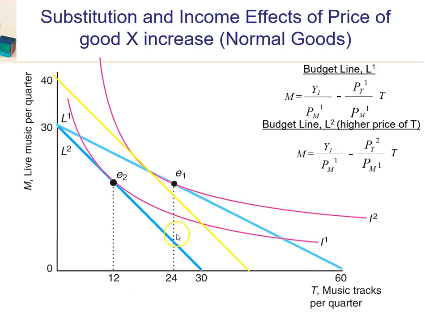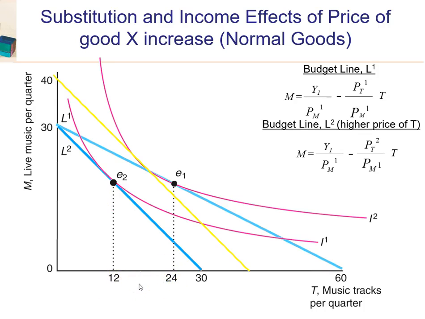Now, what's happened? Well, we've raised the price of X, or in this case, represented by T, music tracks. We've raised the price of X, so this causes our budget constraint to get steeper. So now we're at this darker blue. And where that darker blue is just tangent to an indifference curve is at bundle E2. This is the new optimal bundle at the higher price of good X. So the total effect is going to be moving from E1 to E2, or a 12 unit reduction in the X good, represented by T.